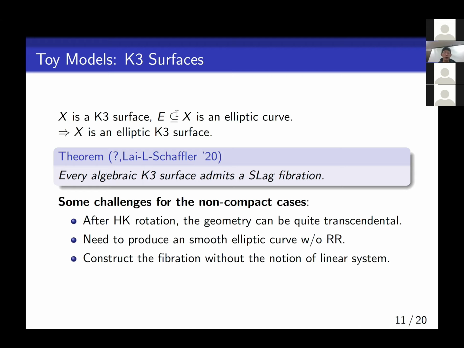Then we know from the standard theorem that there exists an elliptic fibration on the K3 surface after hyperkähler rotation. Then we can hyperkähler rotate back, and that gives you a Lagrangian fibration. So actually, with Yang and Luca, we proved, I think this is probably something well-known, but I didn't see it in the literature, that every algebraic K3 admits a special Lagrangian fibration. We actually prove a stronger statement, but this is a special case.